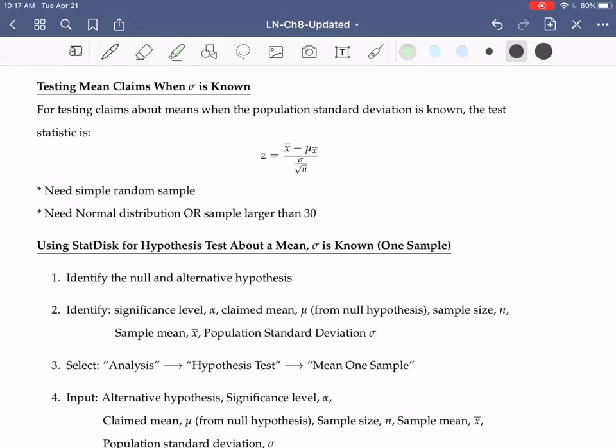In this video, we're going to take a look at testing a claim about a mean when the value of sigma, the population standard deviation, is known. What that really does is change the test from one that deals with a test statistic that's a t-value to a test statistic that is a z-value. So we're dealing with a normal distribution when we know the value of sigma, instead of a t-distribution.